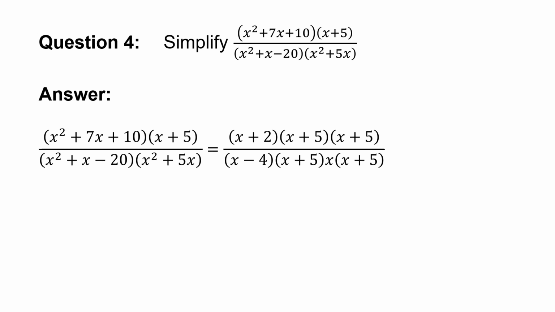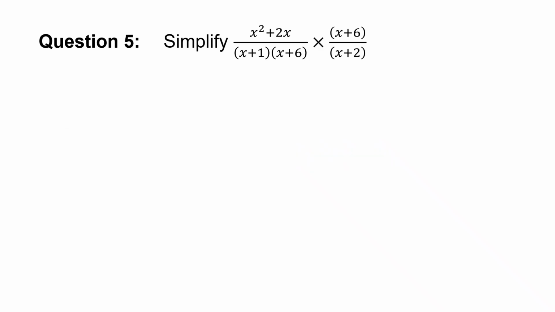So now that all this factorization's been done, we can look to simplify. Here we have an x plus 5 term on the top and the bottom. In fact, we have two x plus 5 terms on the top and the bottom. So we can cancel these out, and we are left with x plus 2 over x times x minus 4.